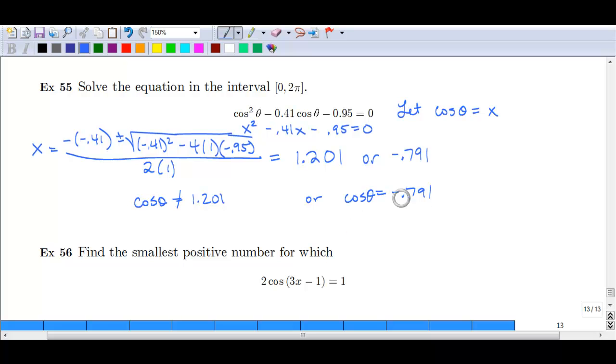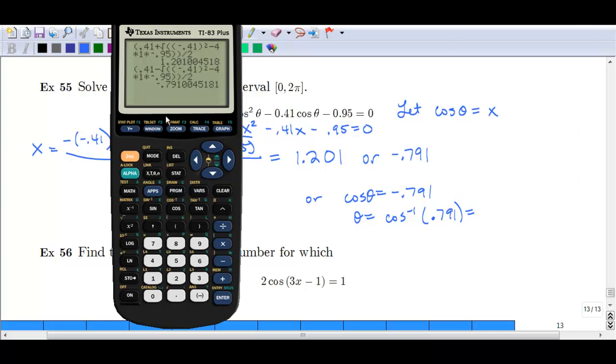We've got cosine theta equals negative 0.791, and we're going to take the inverse cosine, so theta is going to be cosine inverse. Again, going back to the rules we had at the beginning of this section, we don't look at the negative at first. We say 0.791, and we get our reference angle. So cosine inverse of 0.791, we get 0.6584, and again, this is in radians.